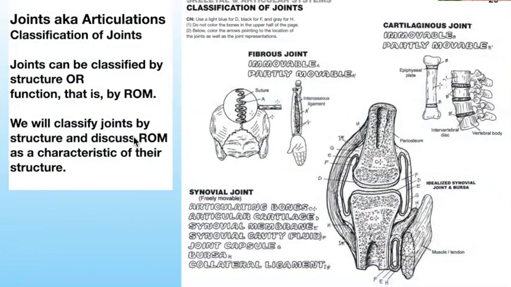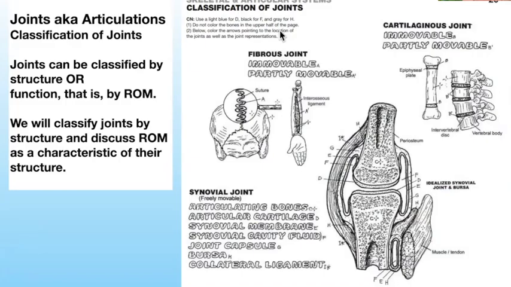Okay, the classification of joints, and this is the most general classification here. Joints can be classified either by structure or function, that is, by their range of motion or stability. And these two things, their structure and their function, can be put together into different systems of classification. So in this lecture, I'm going to classify joints first by their structure, and then I'm going to discuss their range of motion as a characteristic of their structure and put the two together. This is a common way to do things.